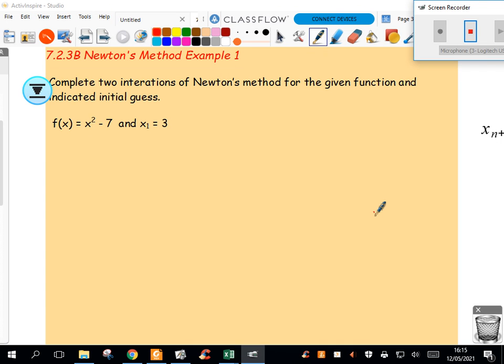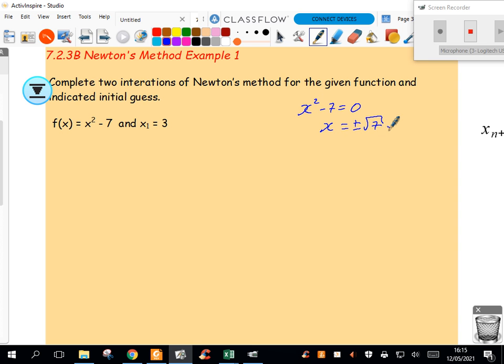Okay, in this lesson I'm going to use Newton's method to figure out the roots of this function. Now, actually, this function would be very easy to find the roots. X squared minus 7, very simple. The actual roots: we set x squared minus 7 equal to 0. Solving, we see that x could be plus or minus root 7. So there's two roots, plus or minus root 7.